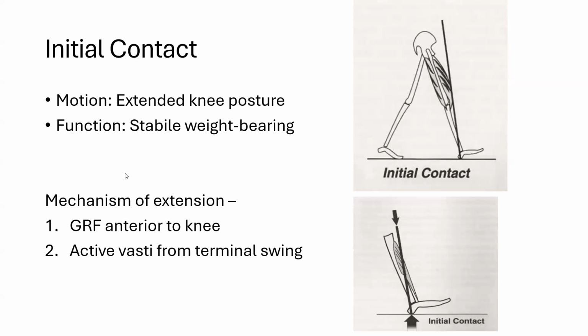And then the other mechanism is the active muscular control. The vasti remain active from their terminal swing role, like we discussed, contributing to this controlled knee extension. One more way is the gluteus maximus iliotibial band complex. This is also activated in the late swing, which provides additional support. So this is about initial contact.